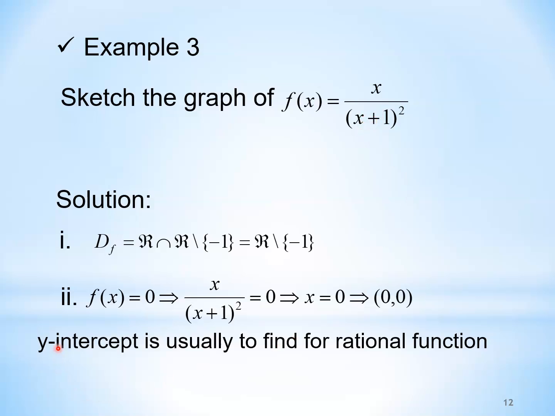The second step is to find your intercepts, the y-intercept. For the y-intercept, your x value equals 0, so the function is equal to 0. So your intercept is (0, 0). You just substitute x equal to 0 and you get y equal to 0.